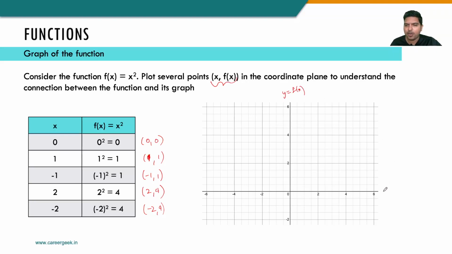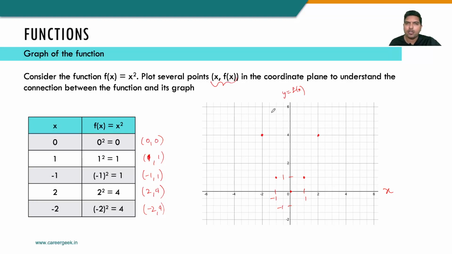So on the y-axis, f of x or y, and on the x-axis, x. So you will need to draw these points. 0, 0 is first. When x is 1, y is 1. So this is the second point. Third point, when x is -1, y is still 1. And when x is 2, y is 4. So you see y increases a bit exponentially.